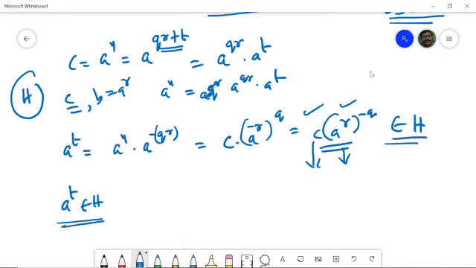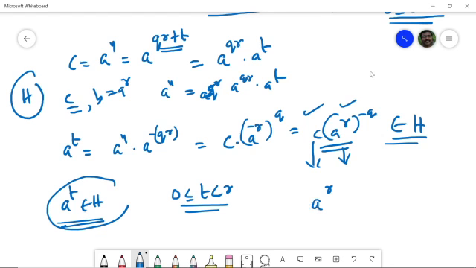But what do you mean by this? This T has the property that 0 is less than or equal to T, which is strictly less than R. Now is this possible? No. Why? Because R is the smallest positive integer with the property that A raised to R is an element of H. Now we have obtained another element T with the property that A raised to T is an element of H, and T is strictly less than R. This is possible only if T is actually 0, because R is the smallest positive integer with this property. So we get that T is equal to 0.